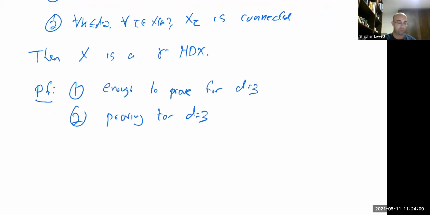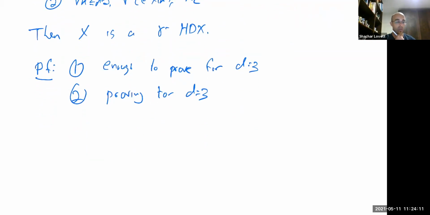But maybe before doing that, because I know sometimes it's hard to get intuition, let me just draw a picture here. So what is d equal to 3? I think a good example to have is to think of even a graph, right? Let's say I have my graph here.